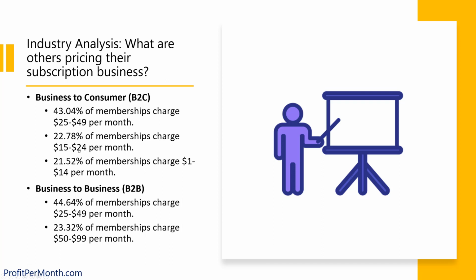22.78% of memberships charge $15 to $24, and then 21.52% of memberships charge $1 to $14 per month. So on the low end there. On the other hand, business to business charge slightly more, at 44.64% charging $25 to $49 per month, and then 23% of memberships charge $50 to $99 per month.